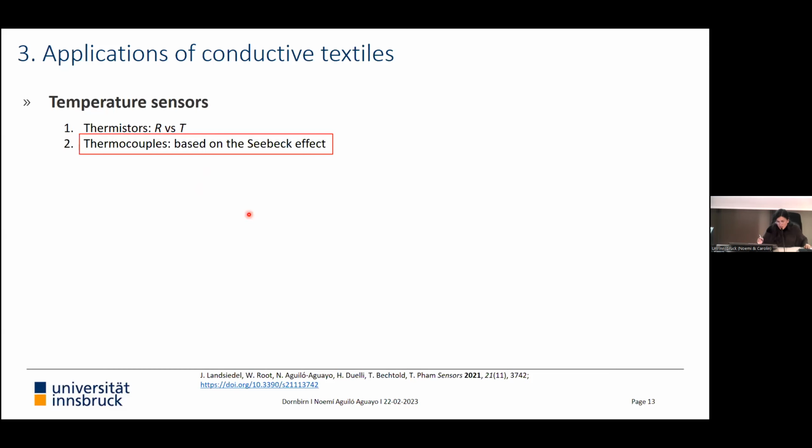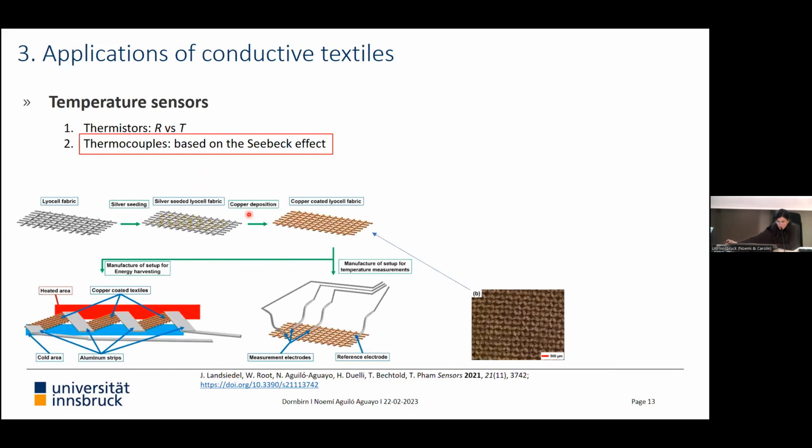So, some work that we have done here in our institute. Thermocouples are based on two metals. When we have two metals that are both subjected to different temperatures and are in contact, there will be some voltage difference that you are able to measure. And this is called the Seebeck effect. And here I show you some experiments that we performed.